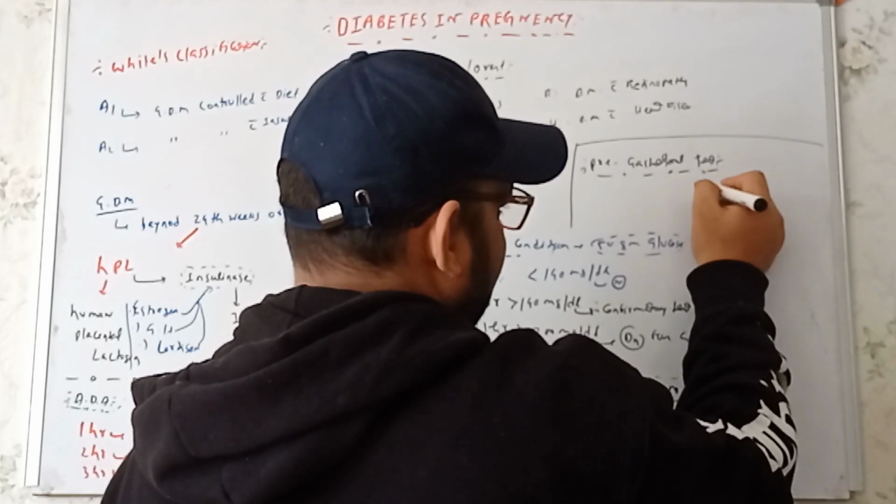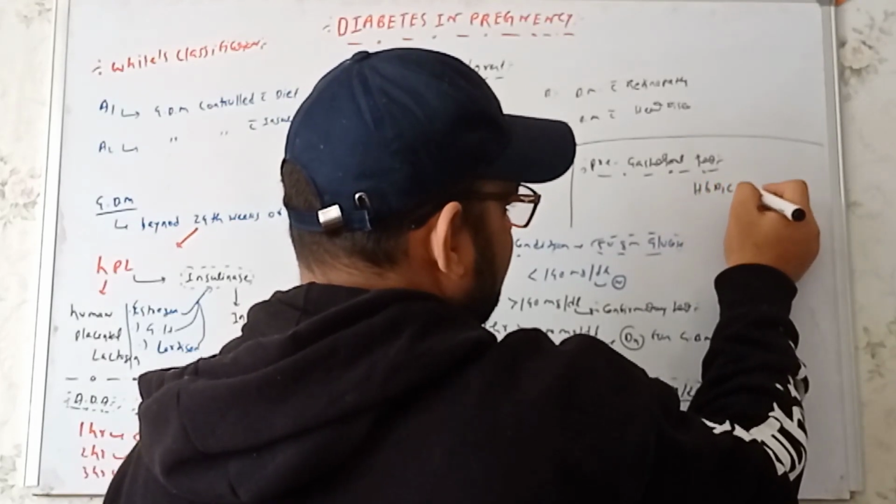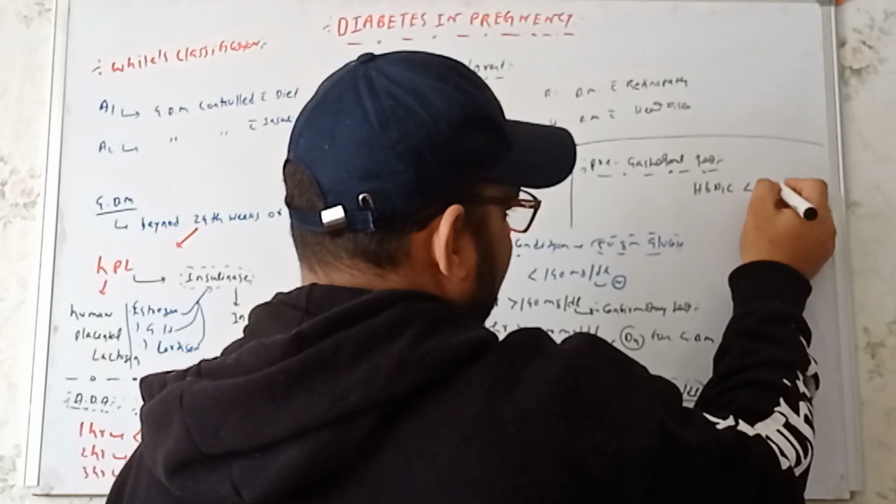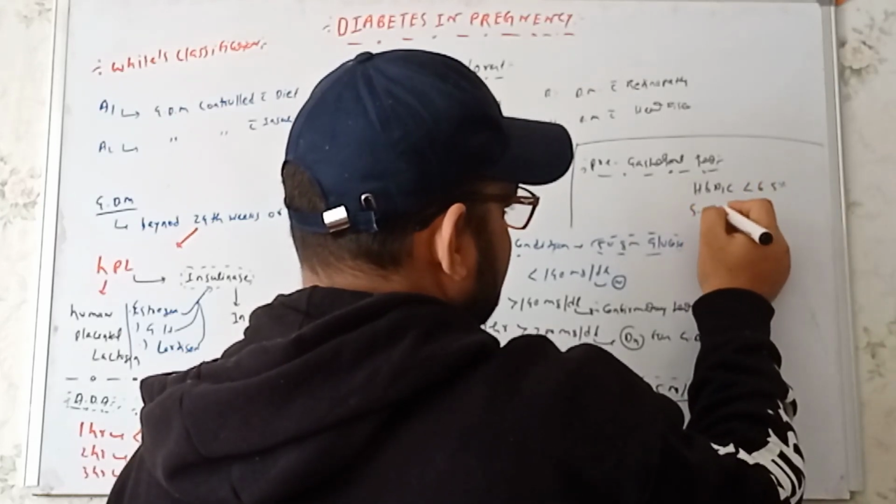Basically, here we go for the HbA1c test. The value should be less than 6.5%, and we also go for serum fructosamine.